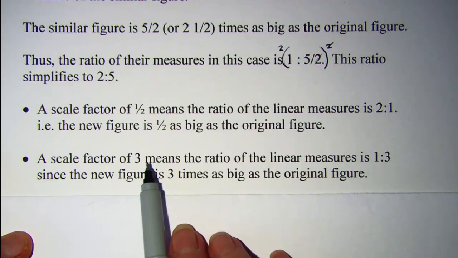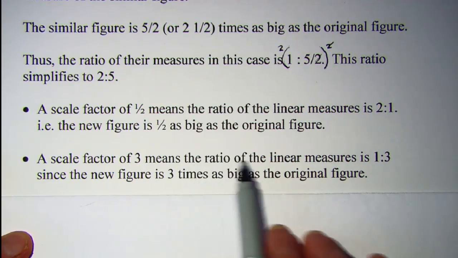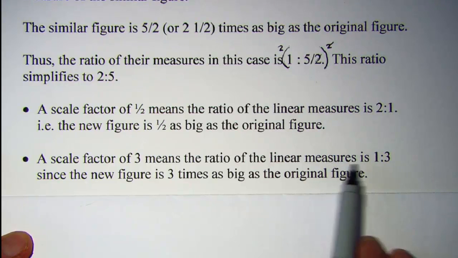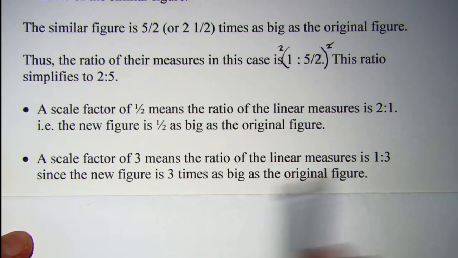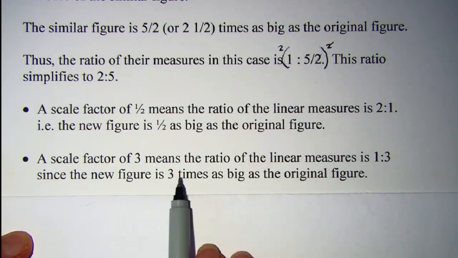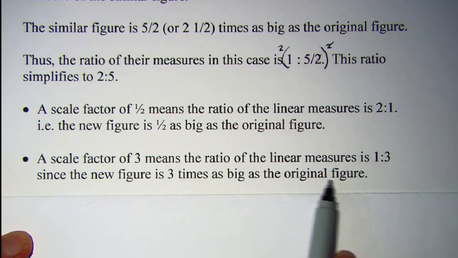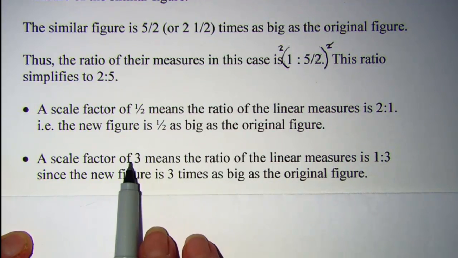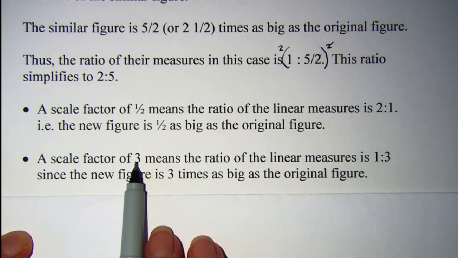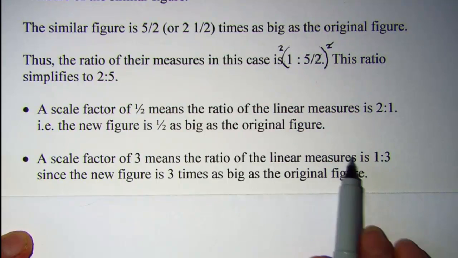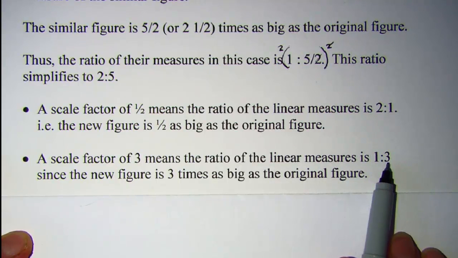A scale factor of 3 means the ratio of the linear measures is 1 to 3, since the new figure is 3 times as big as the original figure. So you can think of this scale factor as 3 over 1, and so the ratio of the measures is the reciprocal of that, which is 1 to 3.